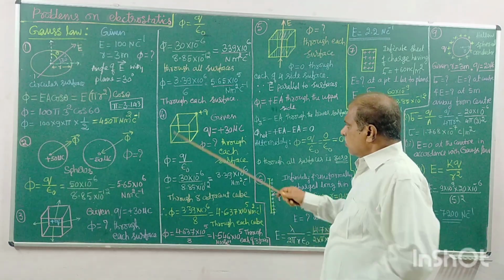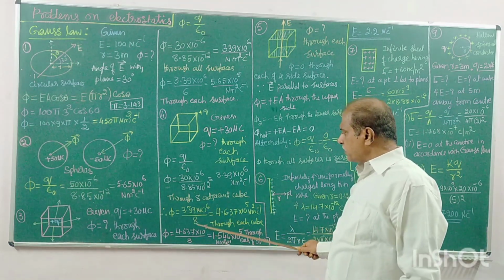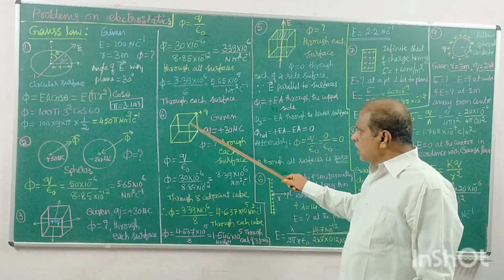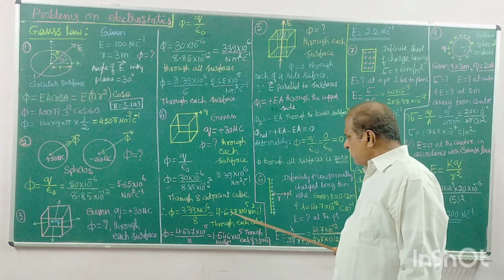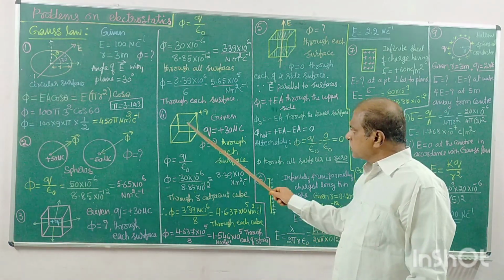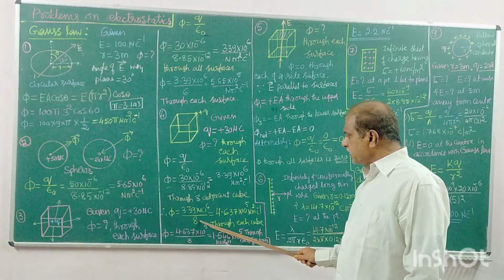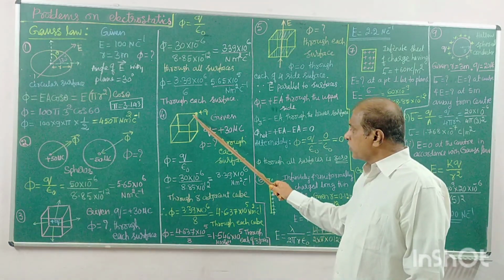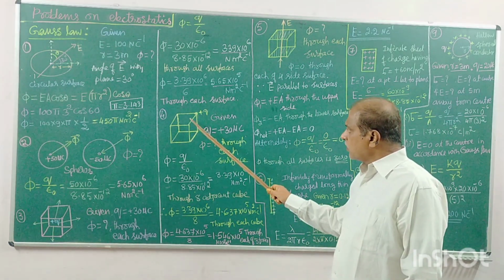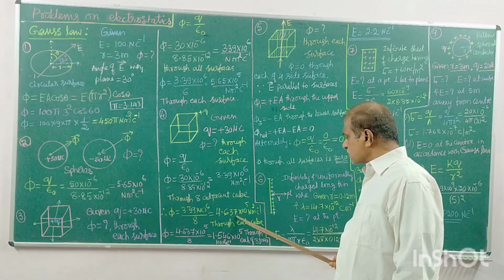That is, one cube can share 1/8 of it. This amount of flux belongs to the 8 cubes, so divide it by 8. So for 1 cube, this is the amount of flux.